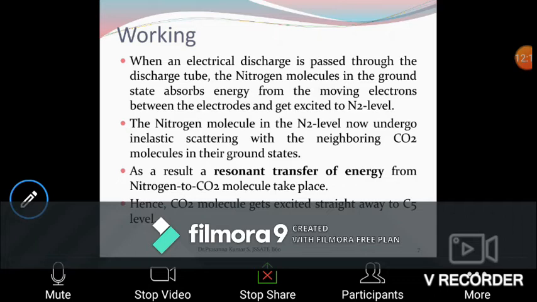So you have seen the diagram. You have a discharge tube. Inside you have different gases along with the carbon dioxide. You have nitrogen and helium, and sometimes water vapor is also filled in. I'll show you the energy level diagram now.